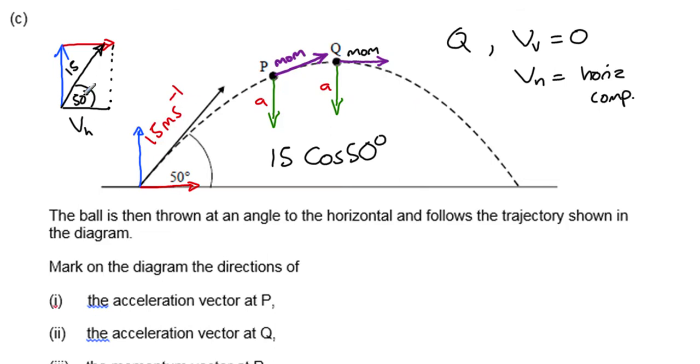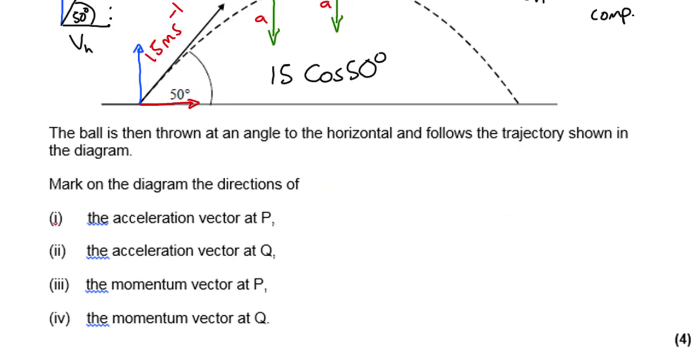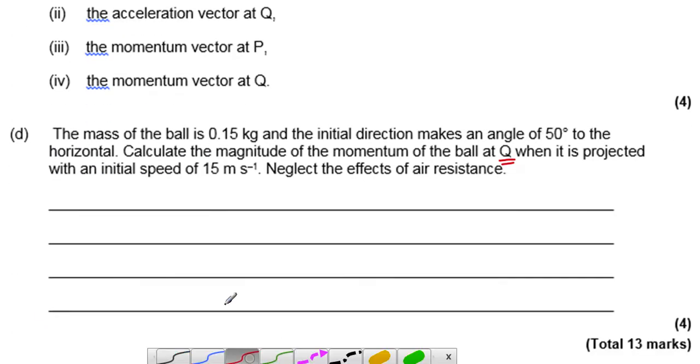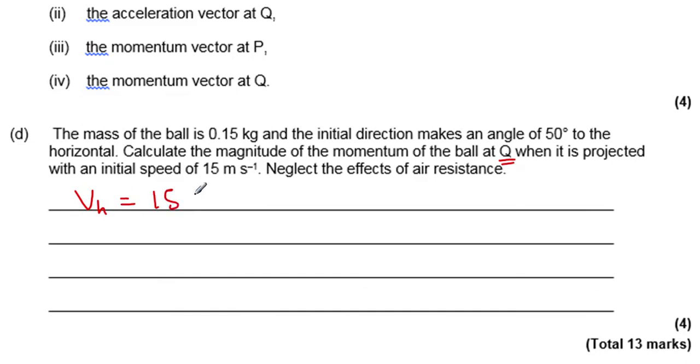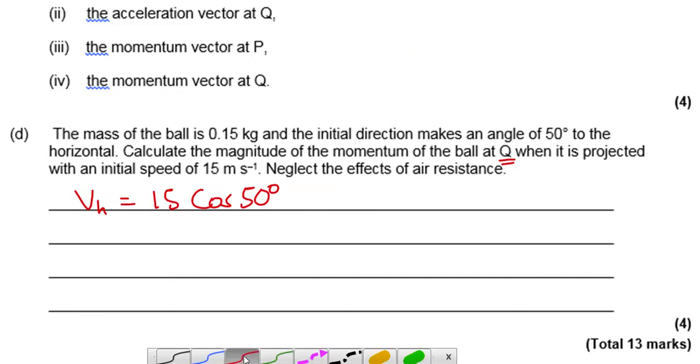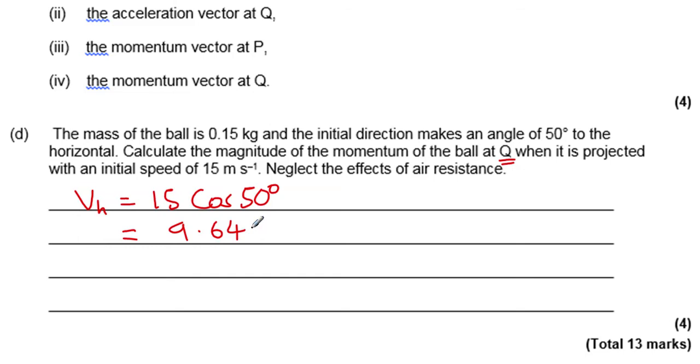So there's our horizontal component. So 15 cosine of 50 is going to give us our horizontal component. So we'll say down here, V horizontal is 15 multiplied by the cosine of 50 degrees, which, if you plug that into your calculator, gets you 9.642 meters per second.